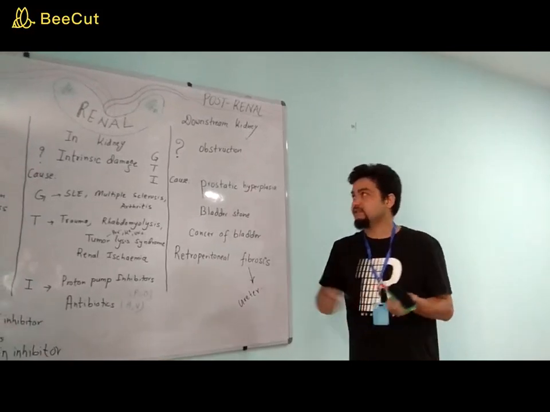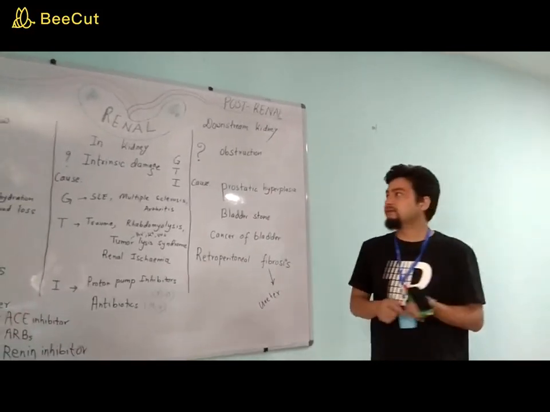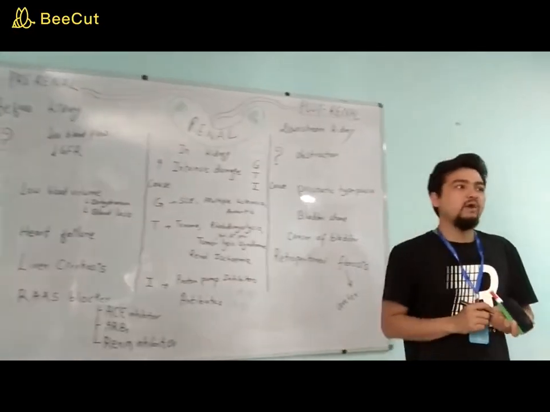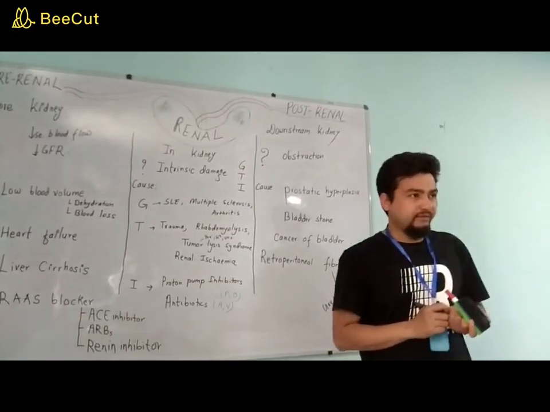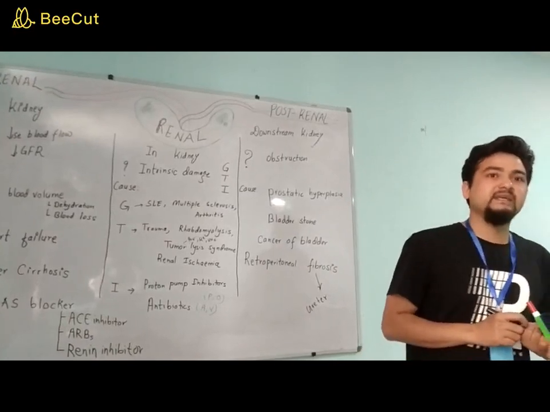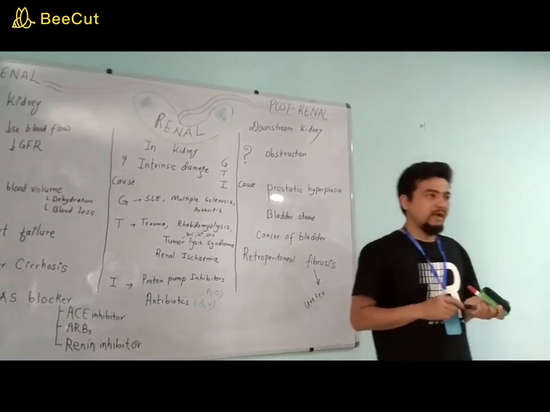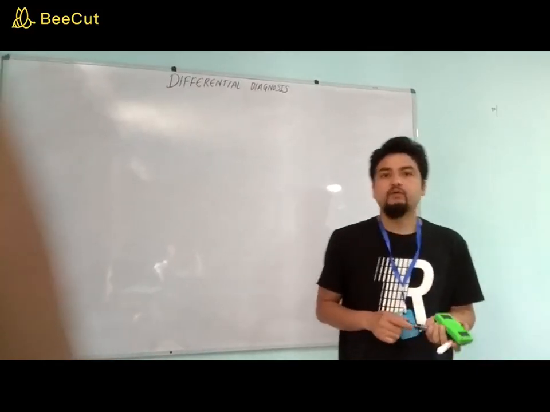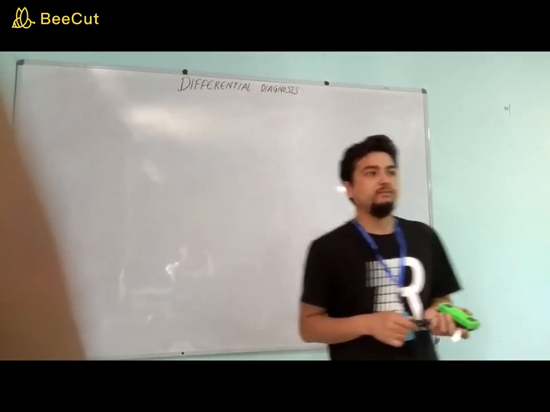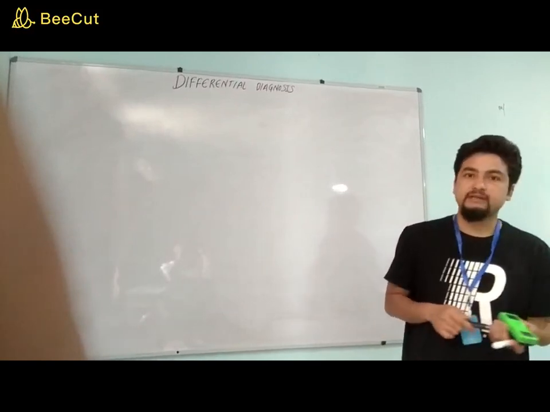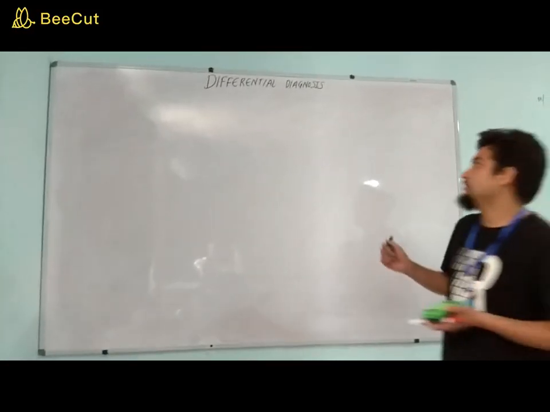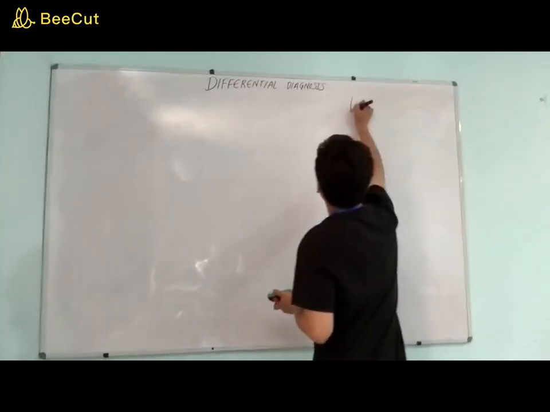So friends, this is the general information regarding pre-renal, renal and post-renal disease. Now we will discuss the differential diagnosis of these diseases with the aid of biochemical parameters. Let's talk about the differential diagnosis of pre-renal, renal and post-renal disease with the help of biochemical parameters. Here I am going to list out the parameters.